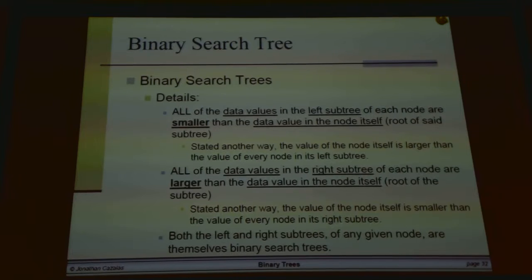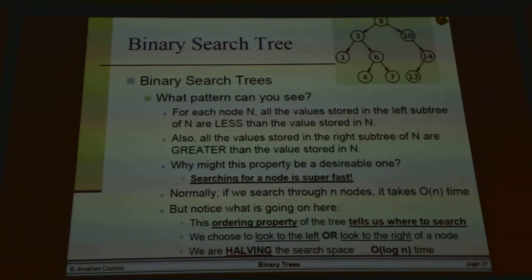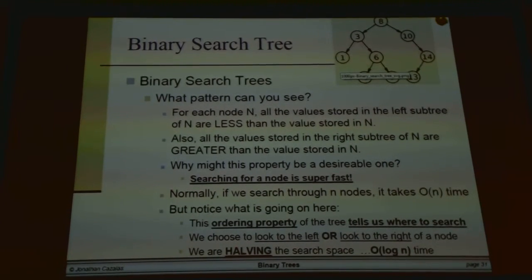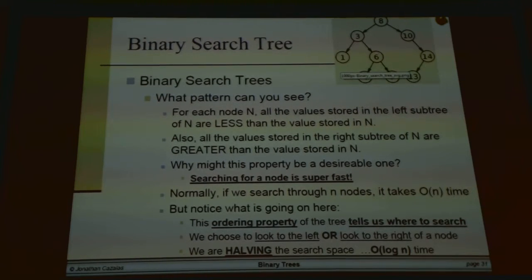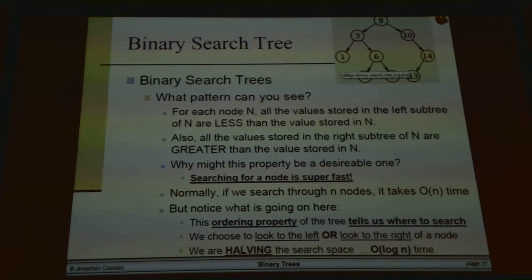So all the data values in our left subtree are always going to be less than the data value in the node itself, in the root. So again, if you look at this tree, 3 is definitely less than 8. Then we get the value of 1. Well, 1 is less than 3. But then you see that we got the value of 6. 6 is less than 8, but it's greater than the node of 3, so it gets pushed over to the right side of the 3. Does that make sense?